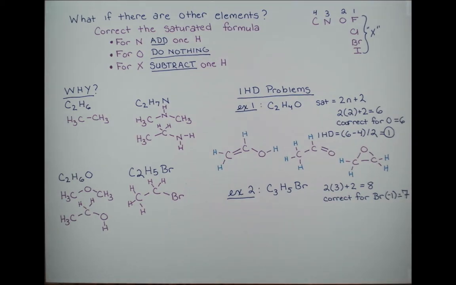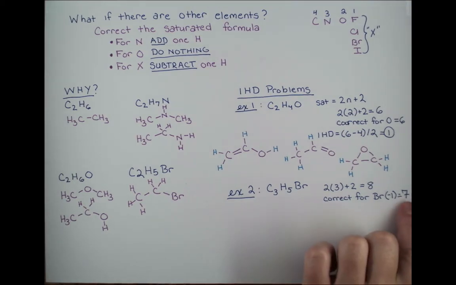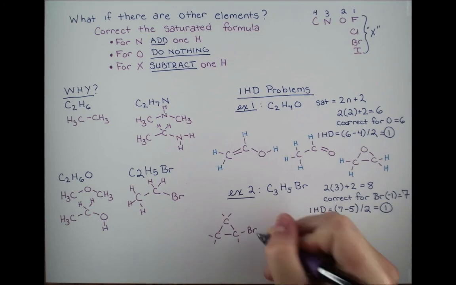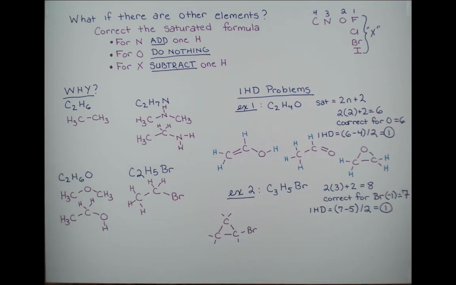Now let's do our IHD calculation using this corrected number. So we have 7 minus 5, which gives us 2. Divide that by 2, and we have an IHD of 1. We have 3 carbon atoms. Let's start by drawing a structure that has a ring this time. Each carbon is bonded 2 ways and therefore needs 2 more substituents. We can put the bromine on any one of the carbon atoms and then fill in the rest of our hydrogens.